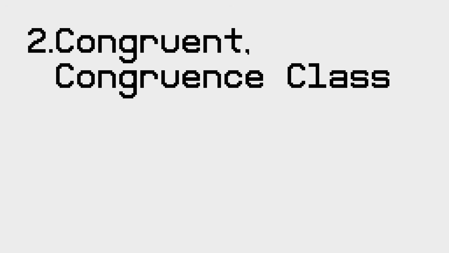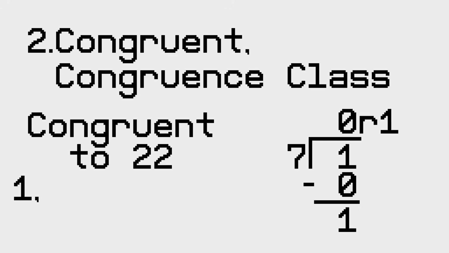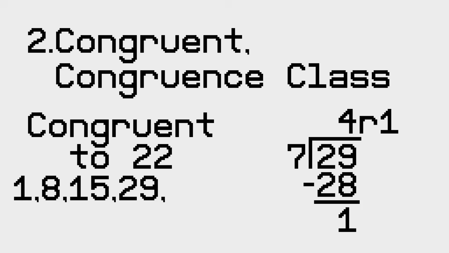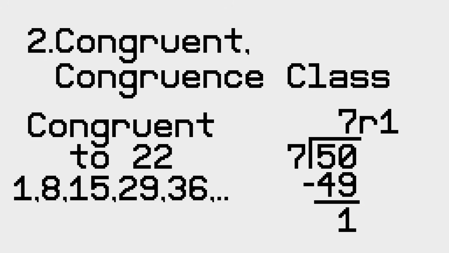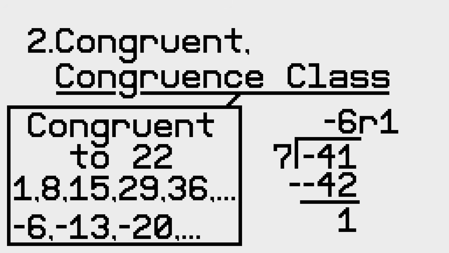If 2 numbers have the same remainder when divided by a modulus, we say they are congruent. Numbers that are congruent to 22 when using a modulus of 7 are 1, 8, 15, 29, 36, and so on. Or even negative numbers like -6, -13, -20, and so on. This is known as a congruence class.